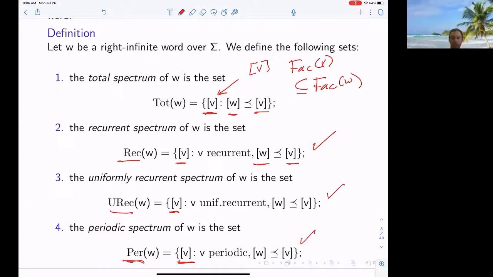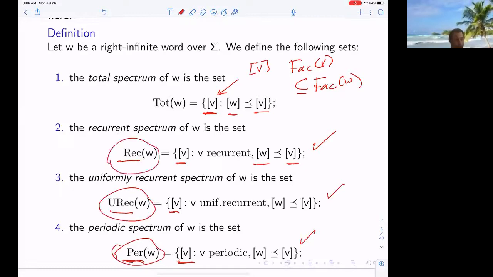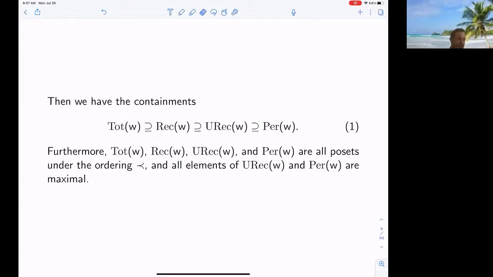The only thing that's interesting to note is that every periodic word is uniformly recurrent, and every uniformly recurrent word is, of course, recurrent, and every recurrent word is a word. So we get a containment: this object is contained in this, and this object is contained in this, and this object is contained in this. So nothing too bad so far, I hope. And I've just said that we have these containments.